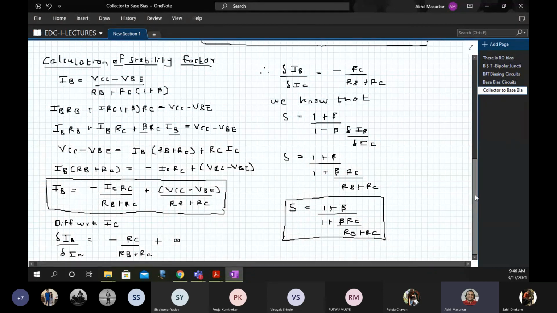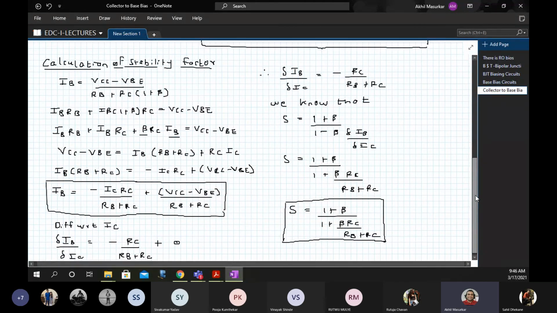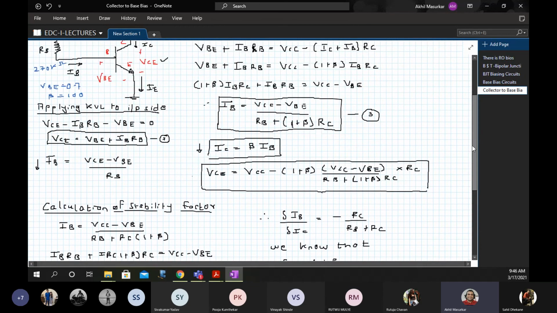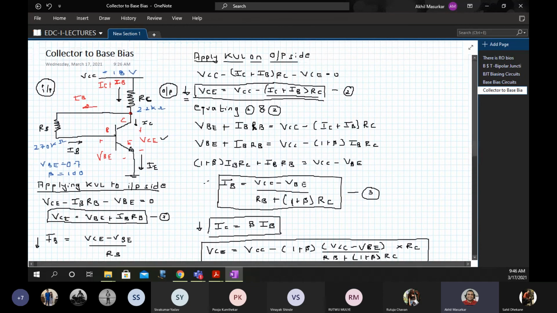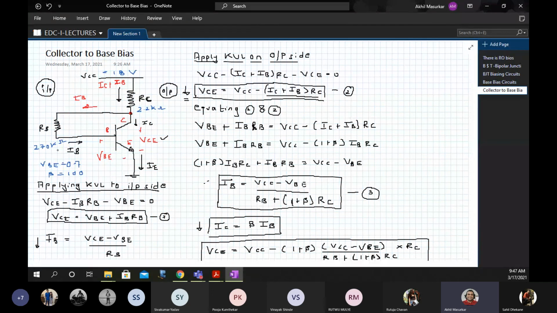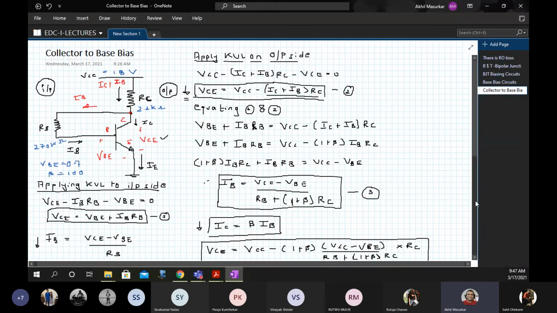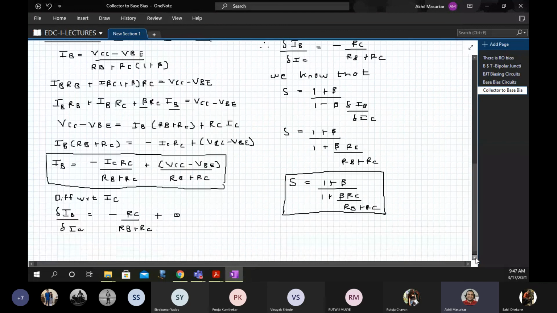Let me go to the problem. So please take down the values of the problem. VCC is 18 volts, RC is 2.2 kilo ohms. Only RB is now 270 kilo ohms, so other values are absolutely same. VB, beta, all those are same. So let us try and solve that.